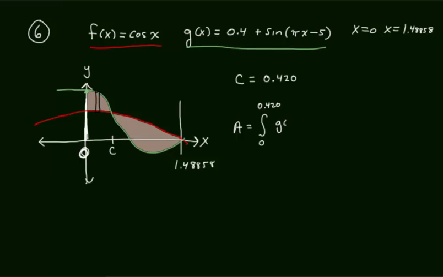I will write g of x minus f of x to represent those heights of those rectangles and width. Now I have to add to that the other region, which is going to go from 0.420 to 1.48858. Now they swap. This time f of x is on the top and g of x is on the bottom, and the width of dx. If you've entered it correctly in your calculator, you'll get 0.860 is the correct answer.